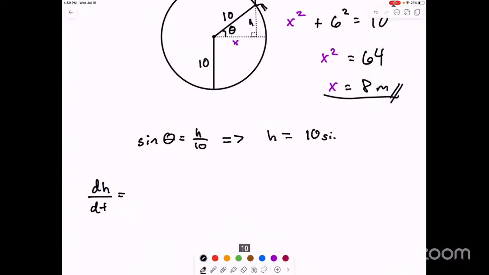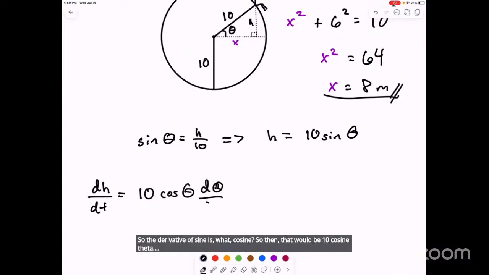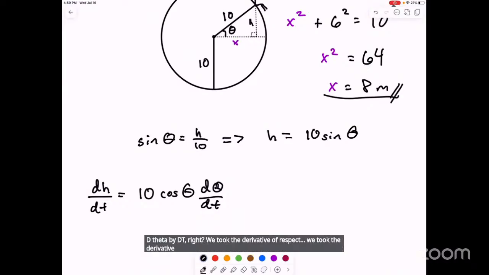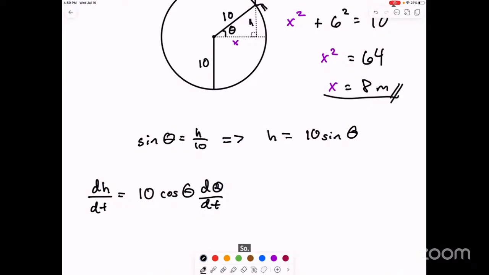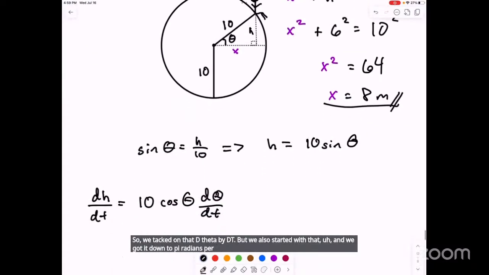this guy here implies that h equals 10 sine theta, right? So if we want the rate of change of the height with time, the derivative of sine is what, cosine? So then that would be 10 cosine theta d theta by dt, right? We took the derivative with respect to time, so we tacked on that d theta by dt. But we also started with that, and we got it down to pi radians per minute.